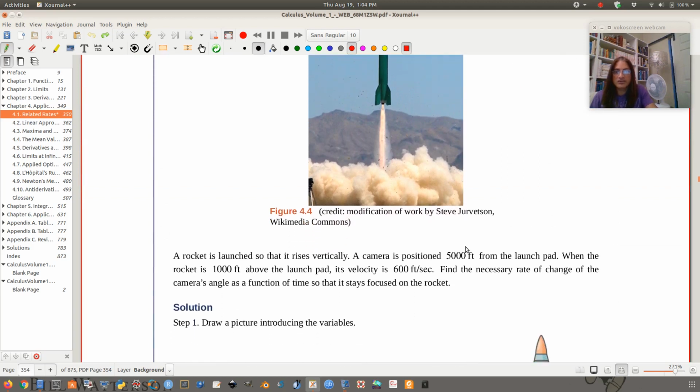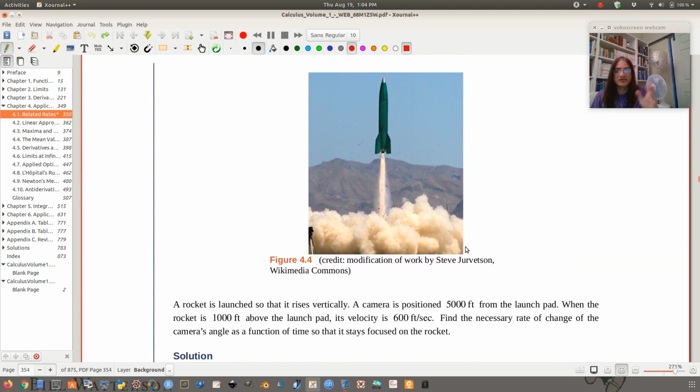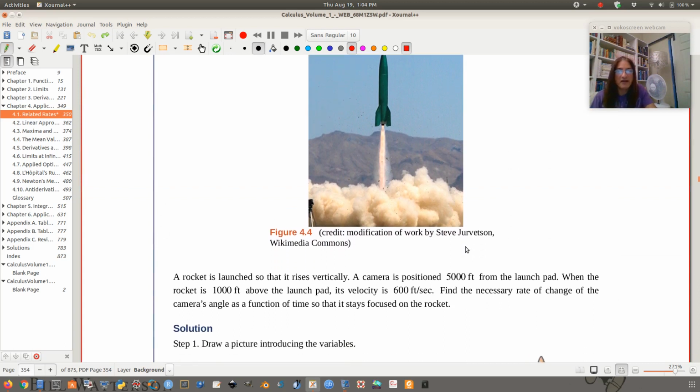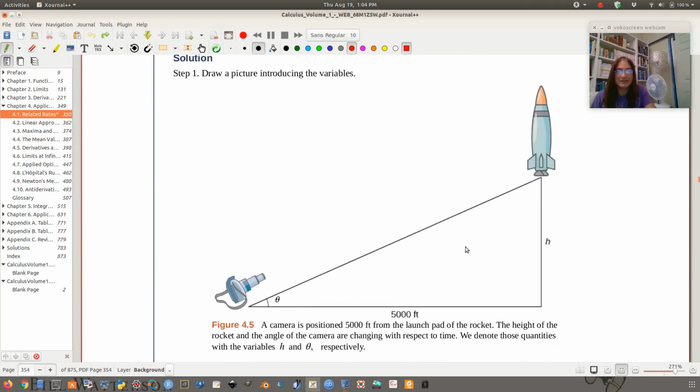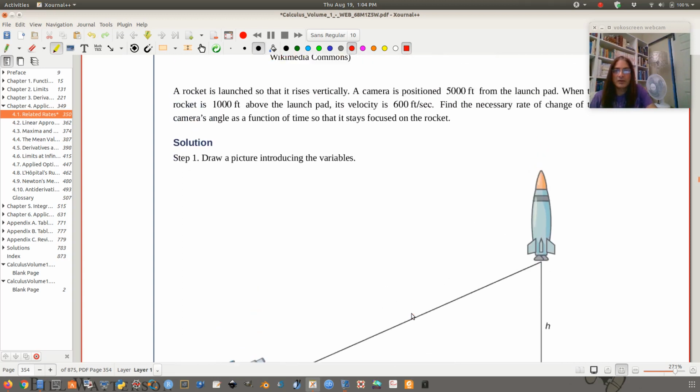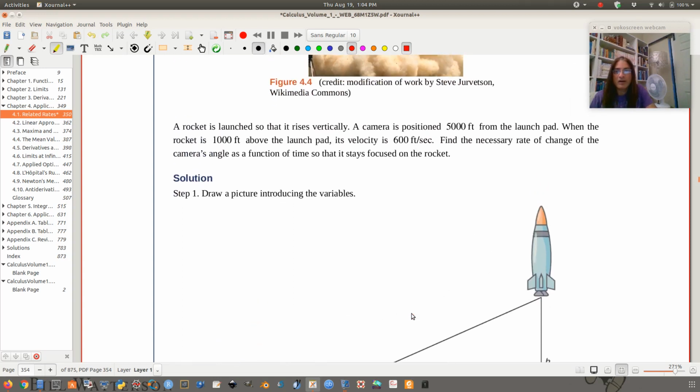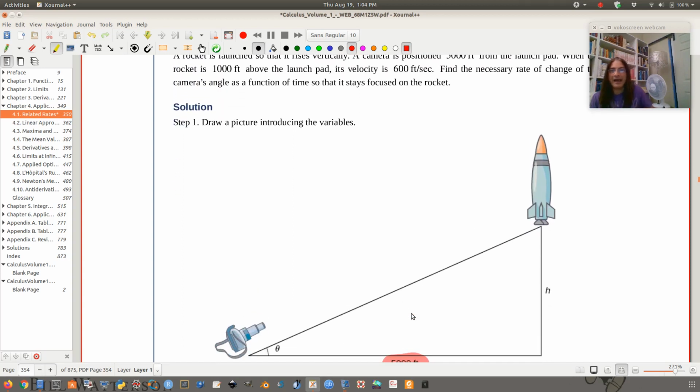Now a rocket launch. A rocket is launched, it rises vertically. A camera is positioned 5,000 feet from the launch pad. So this is 5,000 feet over here. Then the rocket is 1,000 feet above the launch pad. So at that instant h is 1,000 feet. Its velocity, so dh over dt, is 600 feet per second.